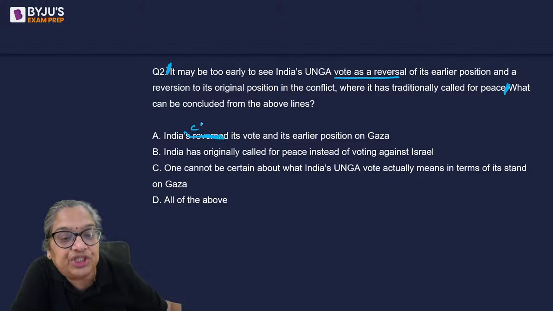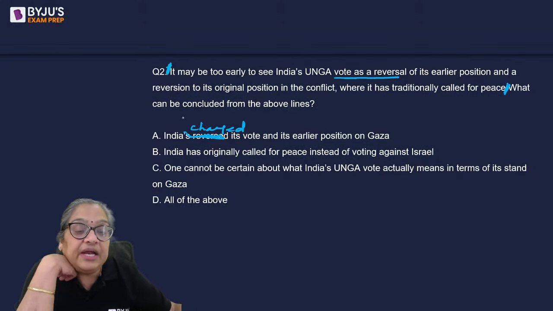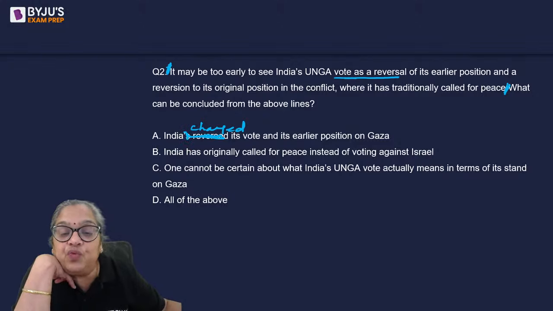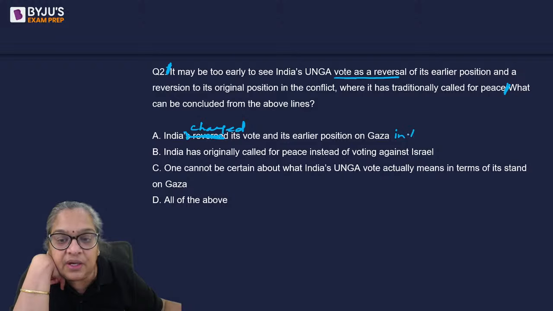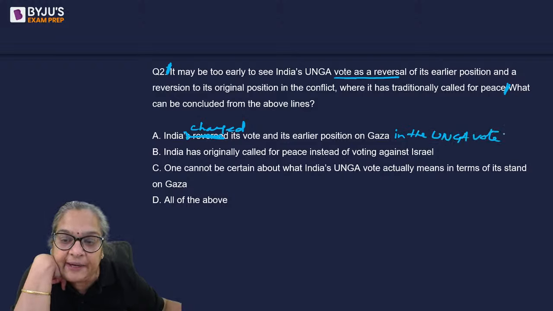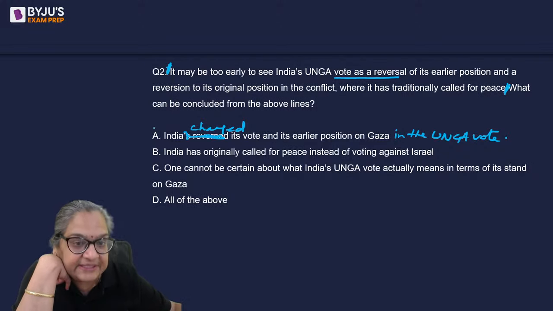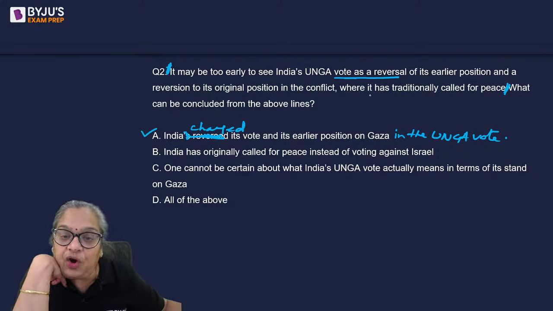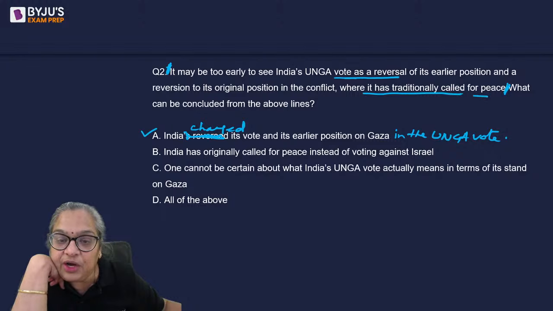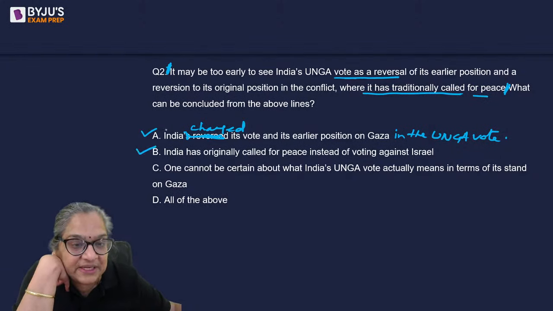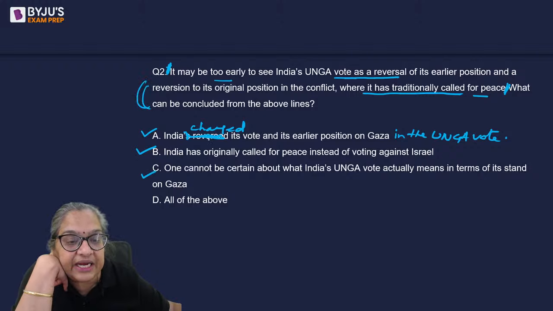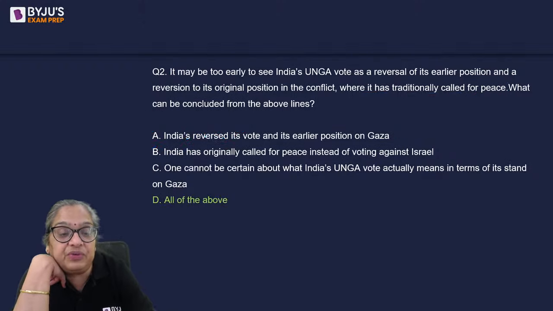India changed its vote. If I say this, will all of the above work? India changed its vote and its earlier position on Gaza in the UNGA vote. Will this be correct? Yes. India has originally called for peace. Yes, it may be too early to see what this means. So this is correct. Here, we should not have used the word reversed.